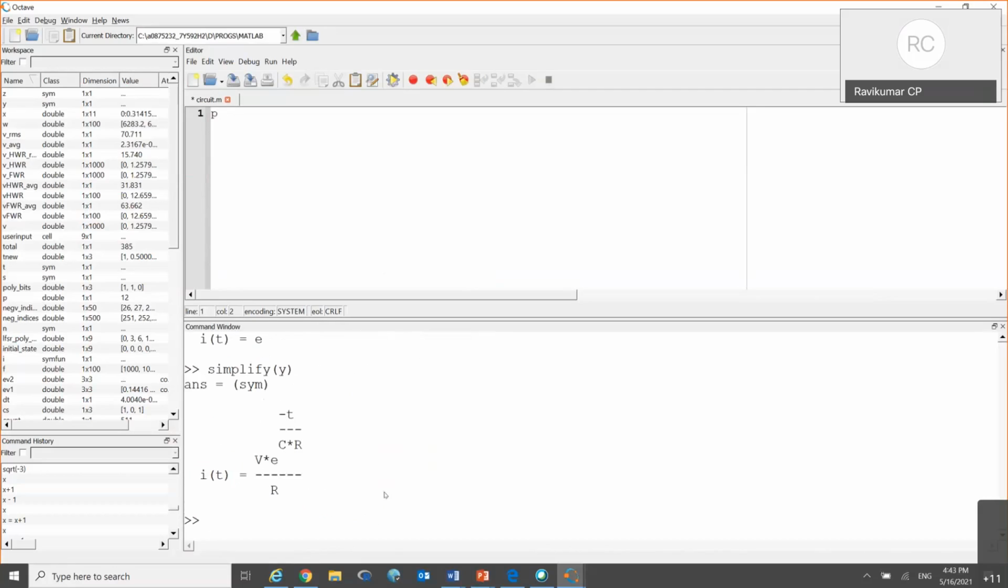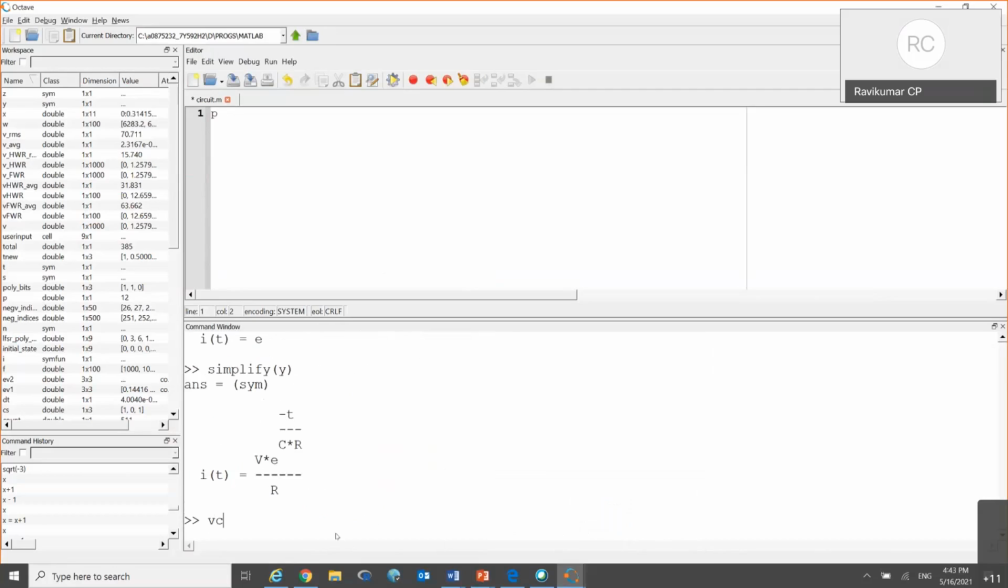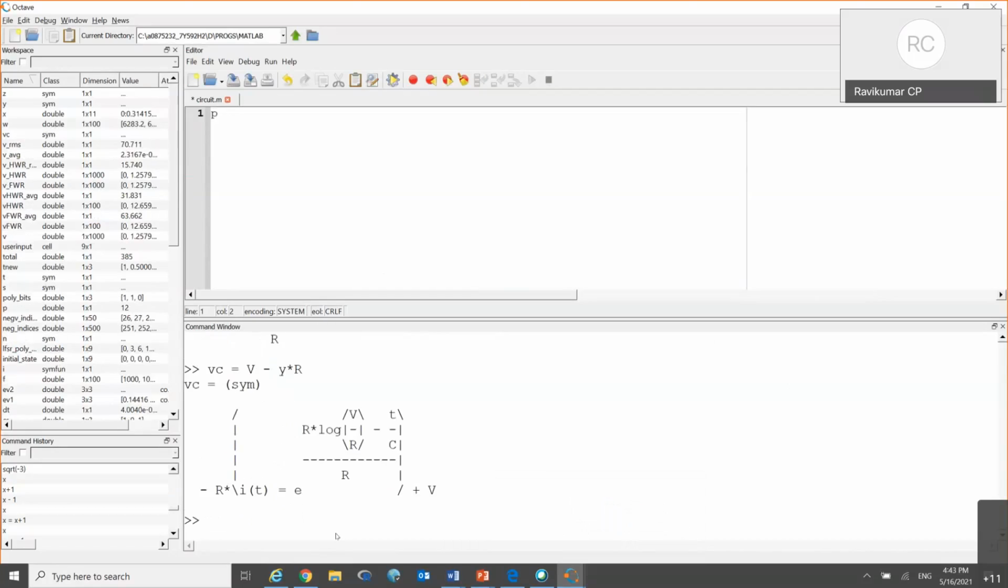And how do you calculate the voltage across the capacitance? That is nothing but the voltage across capacitance VC equals V minus the current I multiplied by R. So that is this. You can also simplify this. So that turns out to be like this.